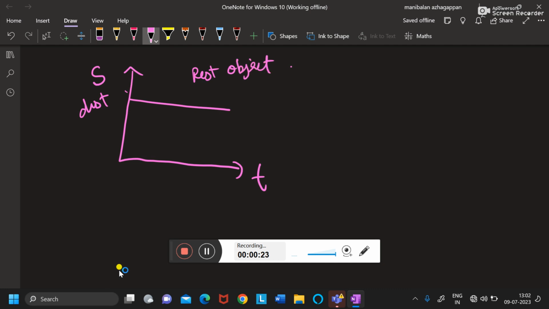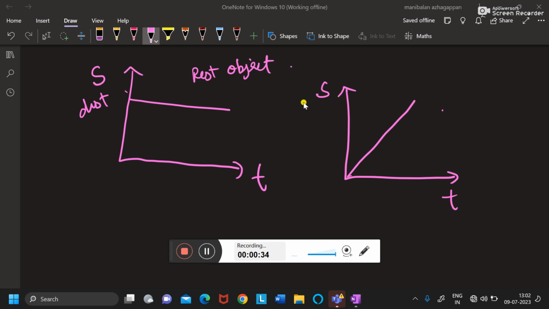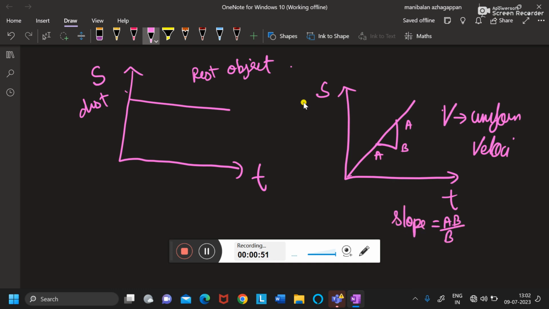Okay, the next one, the displacement increasing with respect to the time. If the graph is like this, the velocity is uniform. So it's a displacement increasing with respect to the time, which is going to be a uniform velocity. Okay, if you take the slope of this graph, it will give us AB by BC, displacement by time period, which gives us a velocity. Slope of this graph will give us a velocity.